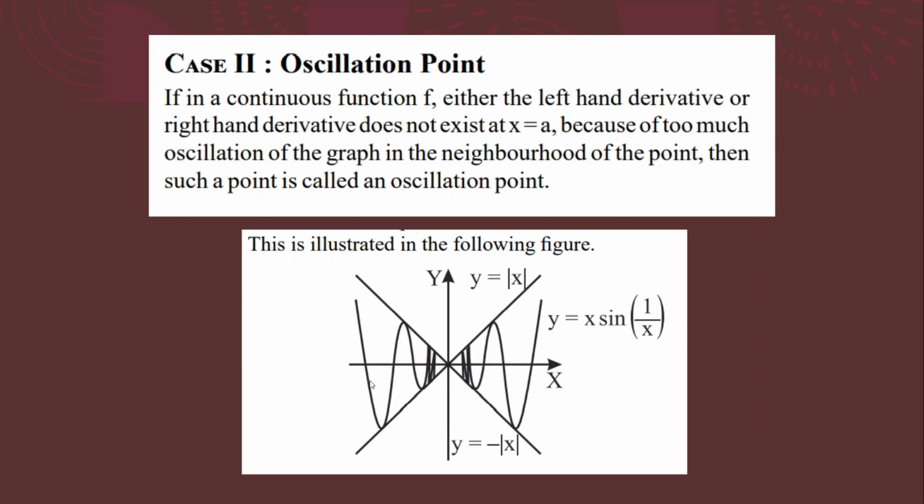Next is an oscillation point. Okay, katulad ng curve na to. Automatic po, okay, yung tangent line is yung right hand and the left hand is not equal. Okay, if in a continuous function f, either the left hand derivative or right hand derivative does not exist at x equals a, because of too much oscillation of the graph in the neighborhood of the point, then such a point is called an oscillation point. Okay, ito is an example of non-differentiable at a certain point.